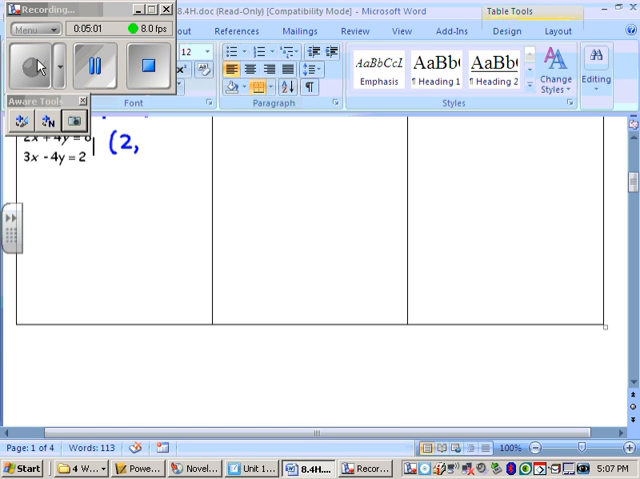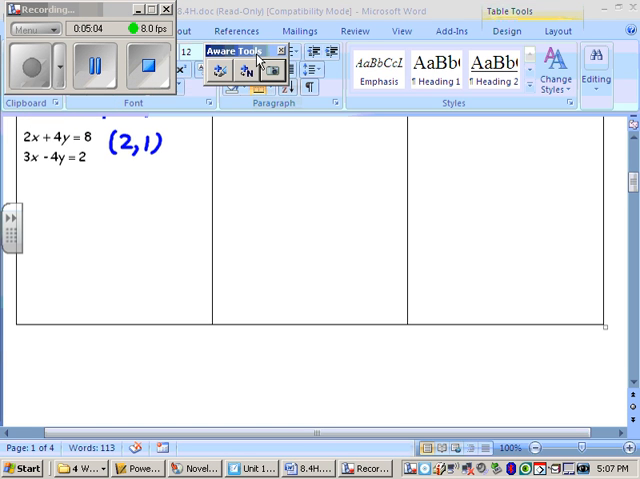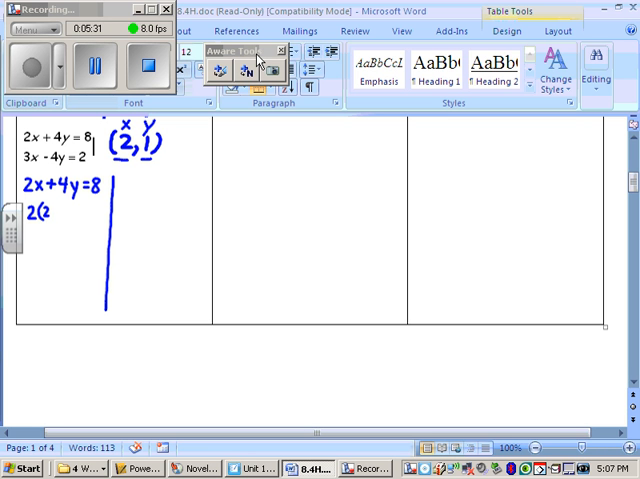Let's rewrite our solution of (2, 1). And now I'm going to show you how to prove that we are correct. We know that x is 2 and y is 1. So we're going to plug both of those values back into our equations and make sure that they work. So let's focus on the first equation, 2x plus 4y equals 8. Because we now know that x is 2 and y is 1, we can replace the x with 2 and replace the y with 1 in our equation.